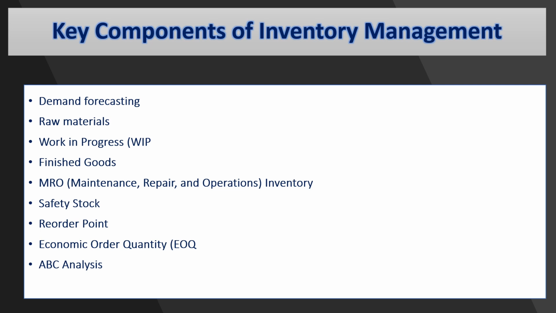ABC analysis. This categorizes inventory into three groups based on value or importance. A items are high value and high importance. B items are moderate and C items are low. This categorization helps in prioritizing inventory management efforts.